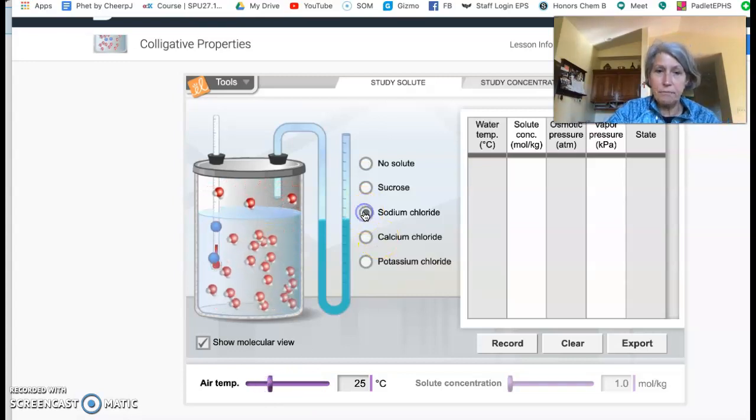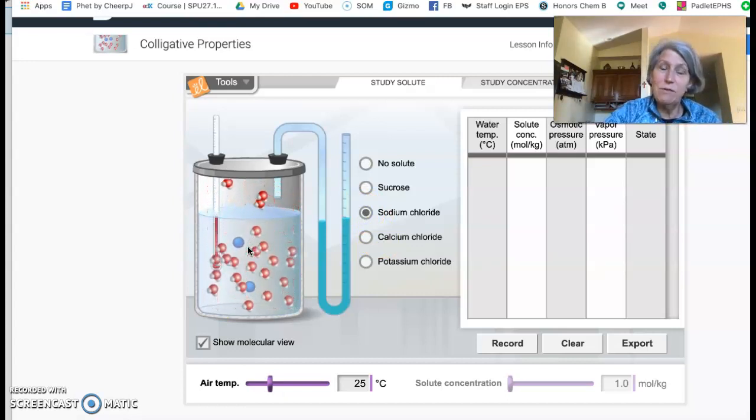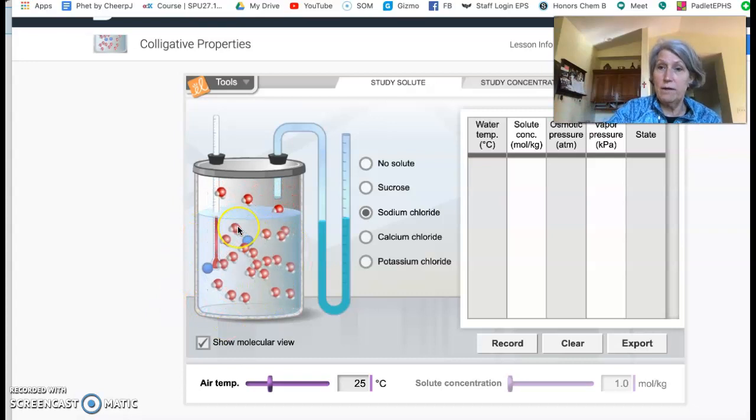So we're going to go back to 25 degrees C here, and I'm going to add sodium chloride, which is a solute. This is the part of colligative properties. When you add a solute to the solvent, it's going to change the way the solution behaves. It will change its boiling point, and it will also change its freezing point.